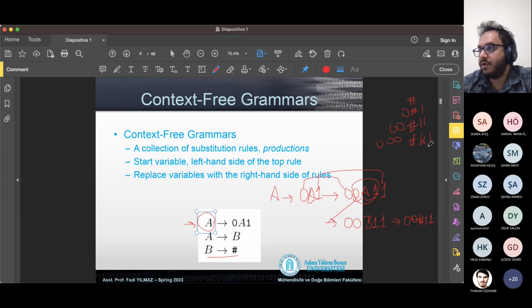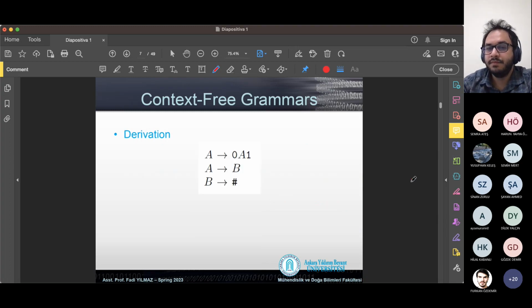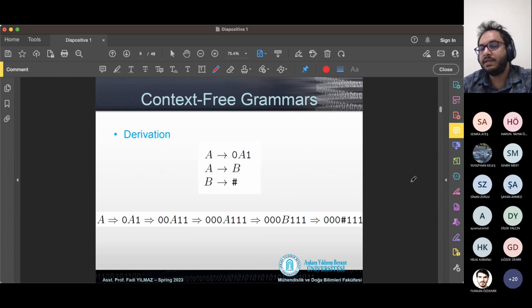What was the definition of a language? It is a set of strings. By using this context-free grammar, I can generate more and more strings, and all of them give me a set. I can say that the language of this context-free grammar is this set. Here's an example. It is called derivation. Derivation in Turkish is türetmek.